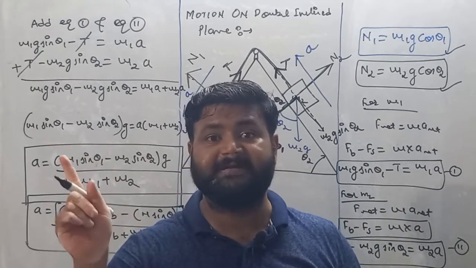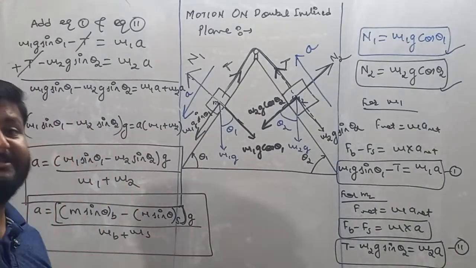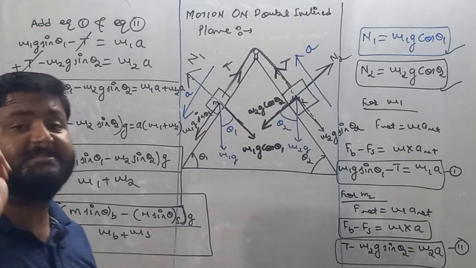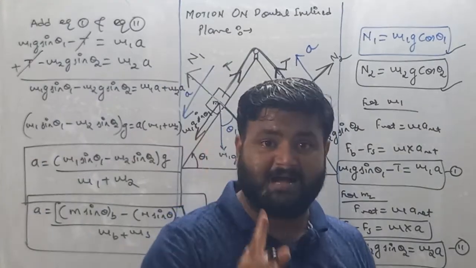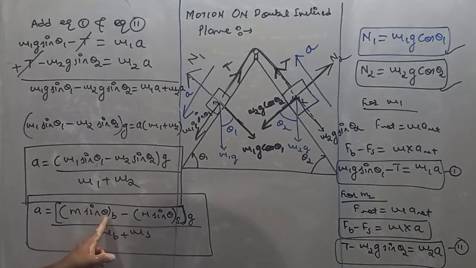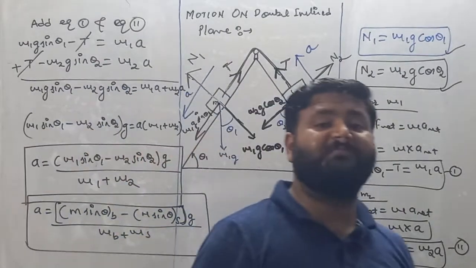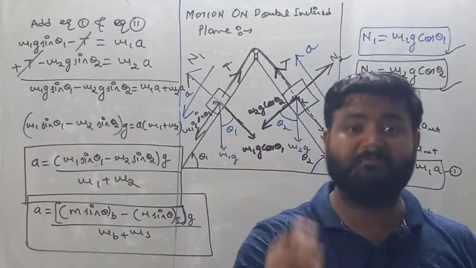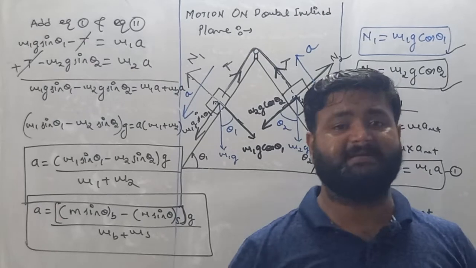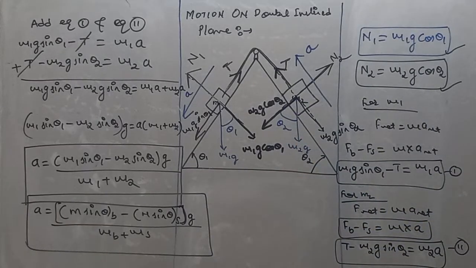No, it is not mandatory, because in a double inclined plane, the direction of motion depends not only on mass. It depends on mass into sine theta. Sine theta means theta is the angle of the inclined plane. So write down in the form of a note, my dear student, in double inclined plane.